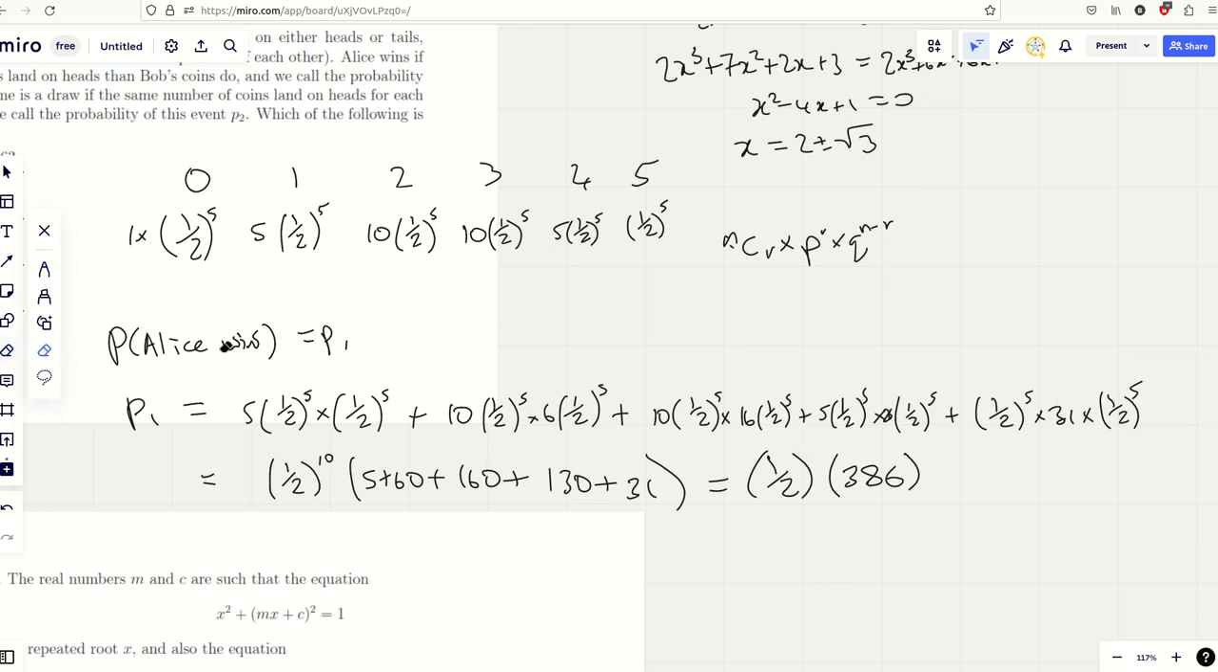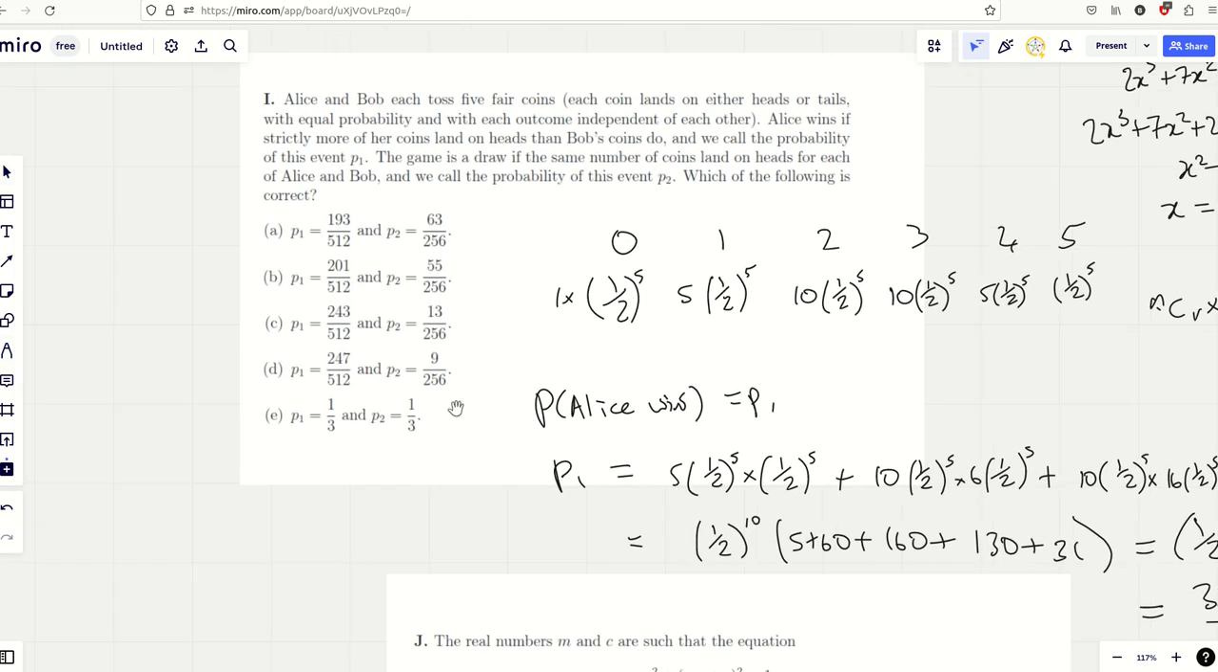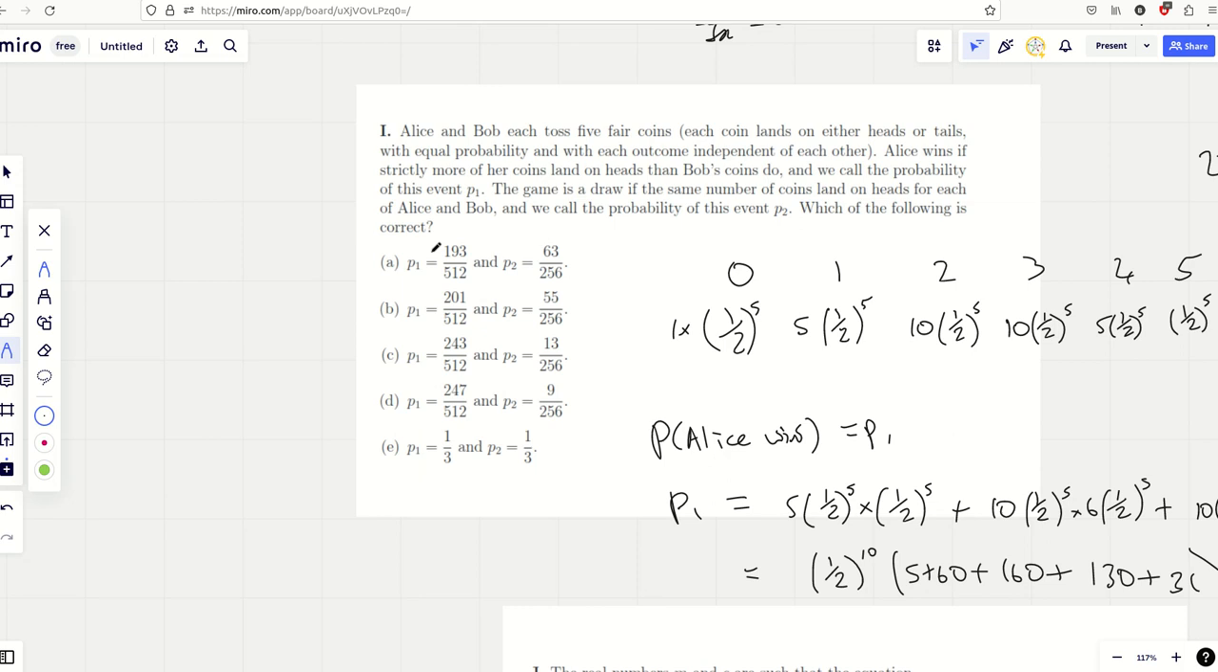My God, that handwriting is terrible. Times by 386, and I realised that that's the same as 386 over 2 to the 10, which is the same as 193 over 2 to the 9. I'm pretty sure that's 512, isn't it, from memory? And so I figured it must be A, because that's the only one with P1 equals 193 over 512.